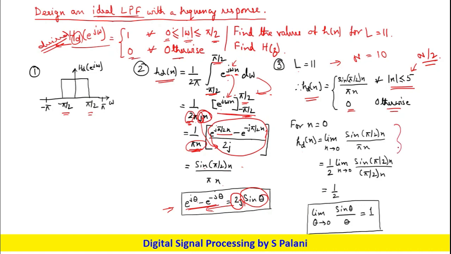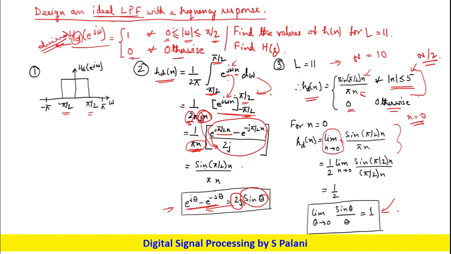Why have we used this, while our equation is only this one? This is because when you put the value n equals 0, what will happen? 0 by 0, it will become an indefinite number. To avoid that condition, for n equals 0, we have used this limit, so that we can apply the L'Hospital's rule over here, which says the limit of theta tending to 0 of sin theta by theta is equal to 1. So here, we get sine of pi by 2n divided by pi n.